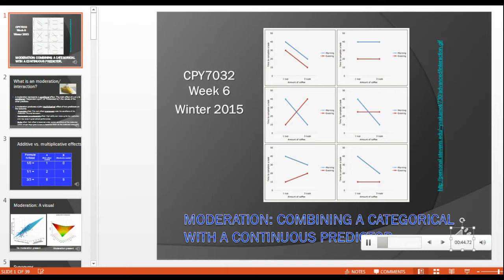This week we're going to do a moderation, so we're going to talk about what a moderation is, and we are going to do specifically a moderation that combines a categorical predictor with a continuous predictor. And one of those will be the IV and one of those will be the moderator.